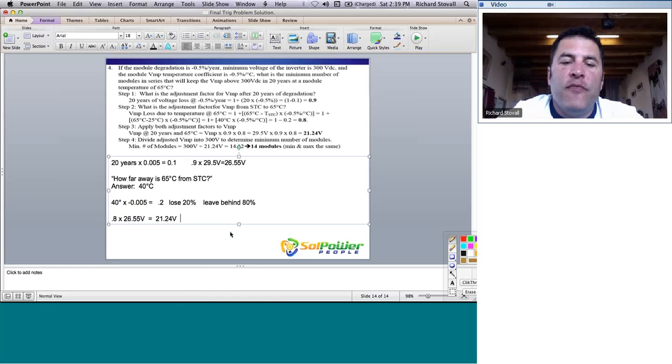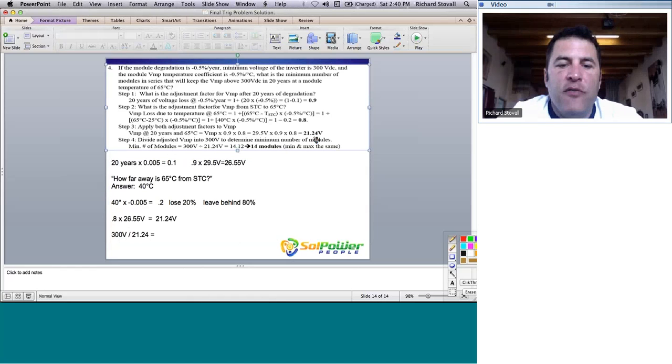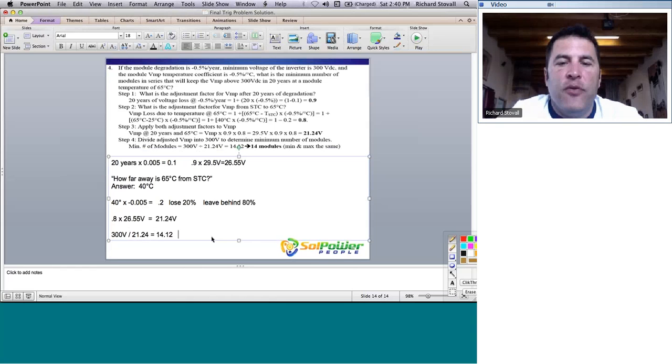So anyway, 21.24 volts is our minimum voltage. So 300 volts divided by 21.24 is equal to 14.12. So the answer, 14 modules.